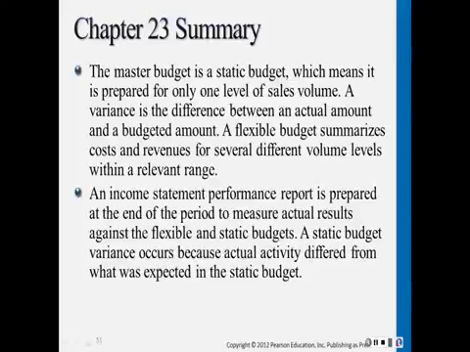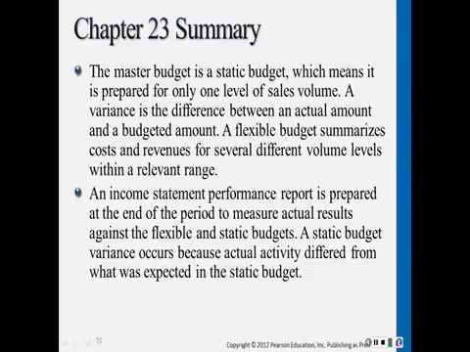Chapter 23 Summary. The master budget is a static budget, which means it is prepared for only one level of sales volume. A variance is the difference between an actual amount and a budgeted amount. A flexible budget summarizes costs and revenues for several different volume levels within a relevant range.